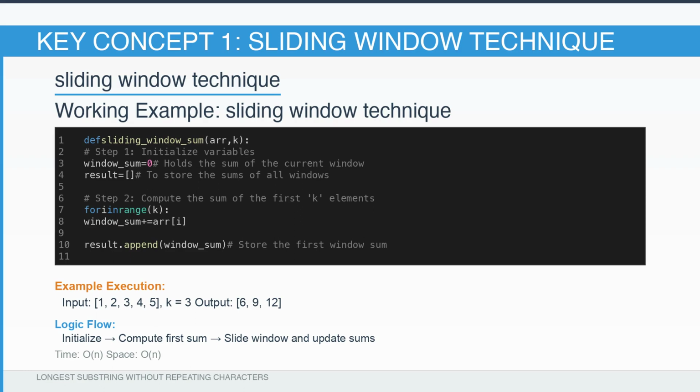Now, here comes the sliding part. As we move through the array, we add the next element and subtract the element that is now outside of our window. This allows us to efficiently update our sum without having to recalculate it from scratch. Finally, we append each new window sum to our result list and return it. This method efficiently computes the sums in linear time, making it a powerful technique for similar problems.